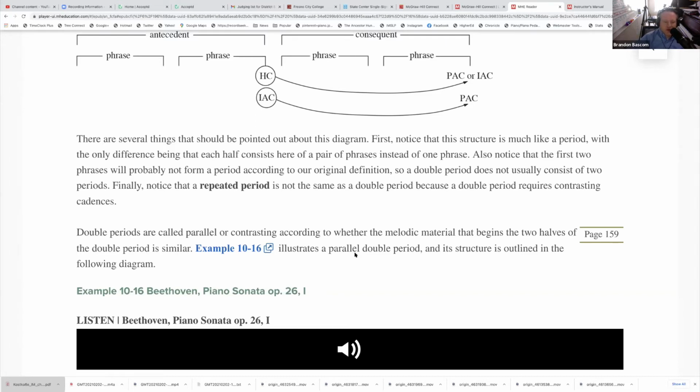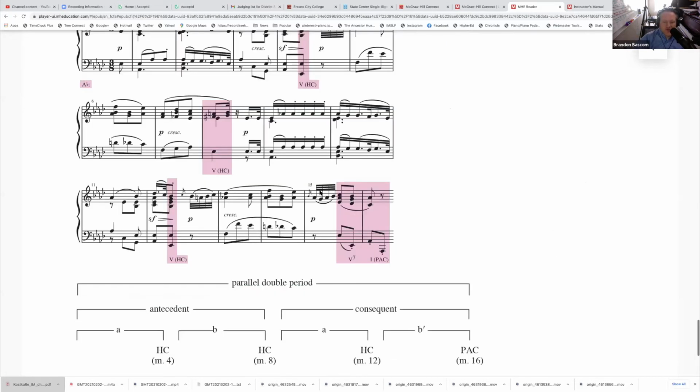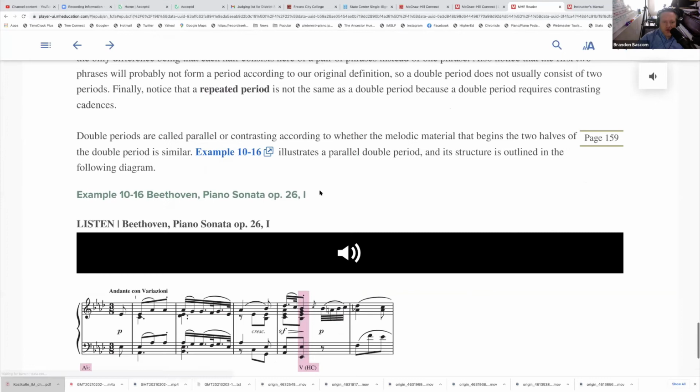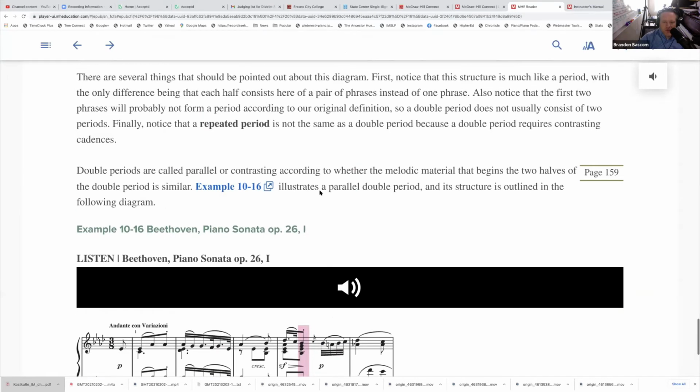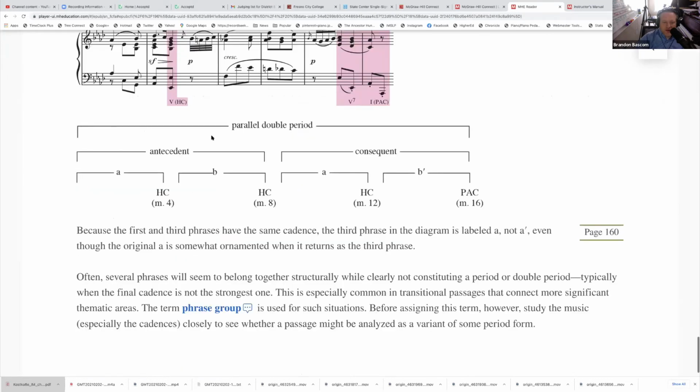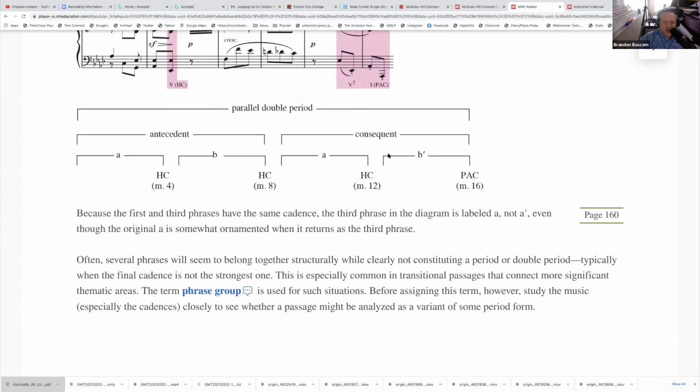So what are we calling this? A double period. We do have the contrasting cadences, the antecedent-consequent relationship. Ask your question again, Pete.